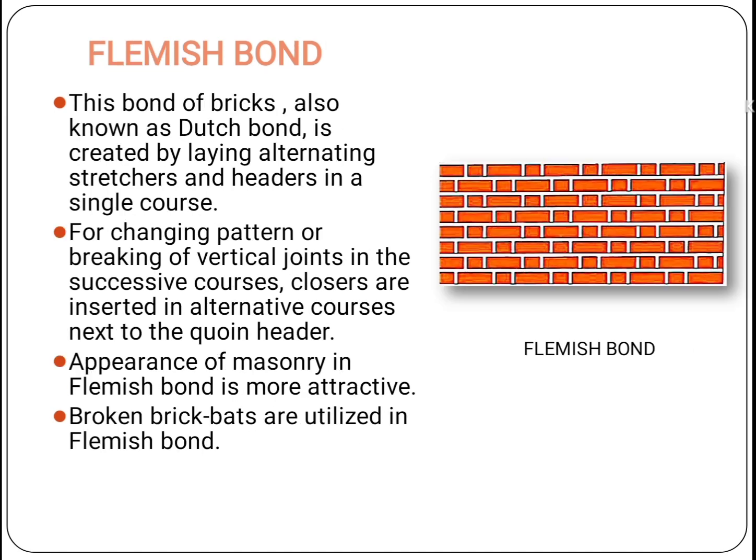Flemish bond. This bond, also known as Dutch bond, is created by laying alternating stretchers and headers in a single course. Every course consists of headers and stretchers placed alternately. For breaking vertical joints in successive courses, queen closures are inserted in alternate courses. Every header is centrally supported over a stretcher below it.